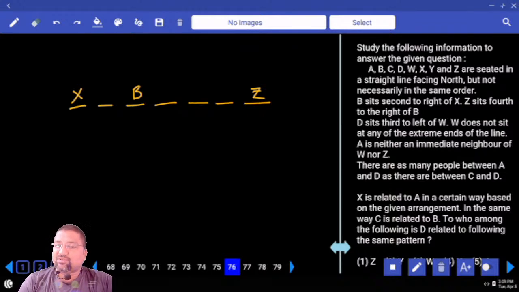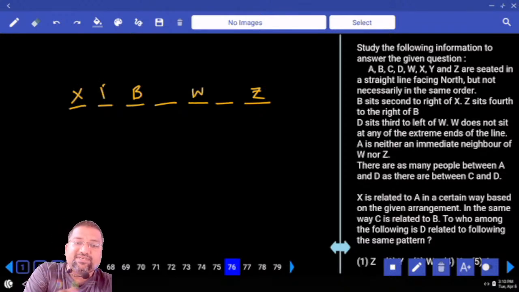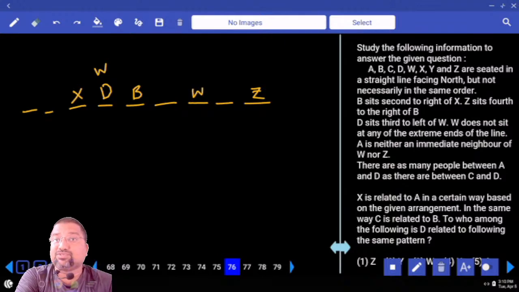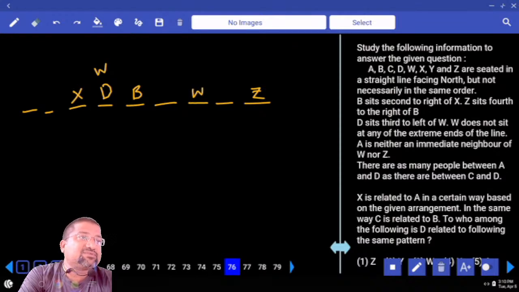D sits third to the left of W. W does not sit at any extreme ends of the line. When W is not sitting at the extreme ends of the line, this is not the place for W. Right? If this is W, third left, who is supposed to be sitting? D. But it's already occupied by B. W, third left, D. Yes, absolutely yes. Can I fix W here? No. If I take W here, third, 1, 2, 3, and you need 2 extra places, which is impossible in this situation. Why? Because we can get only 1 extra place, not 2. So W and D are fixed here, isn't it? Next.